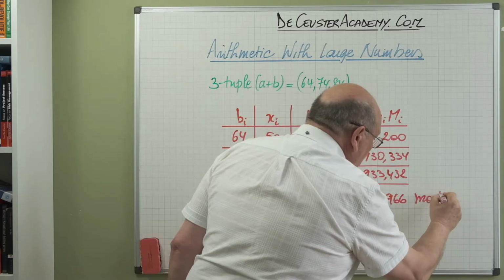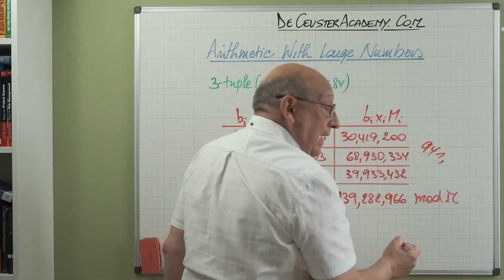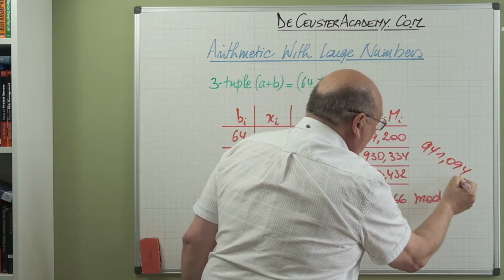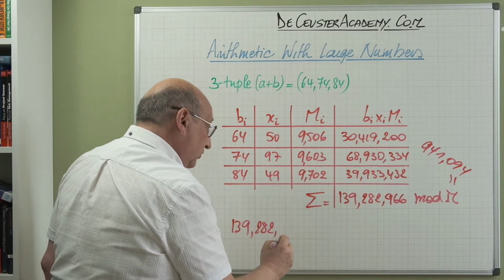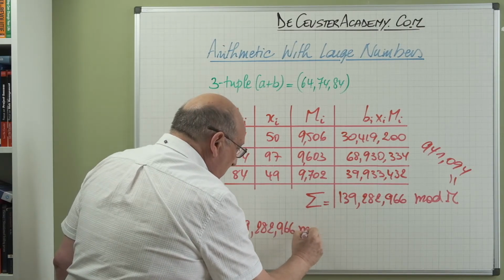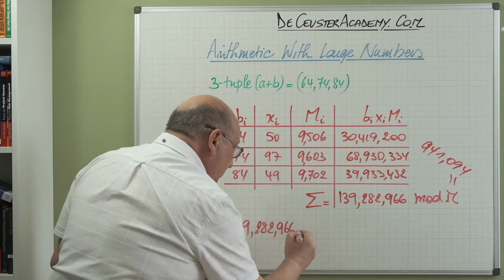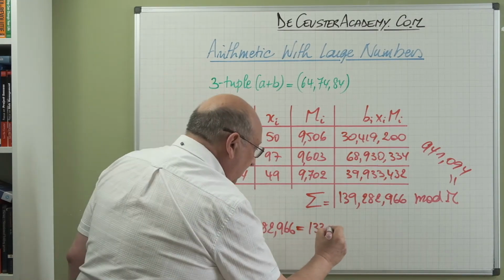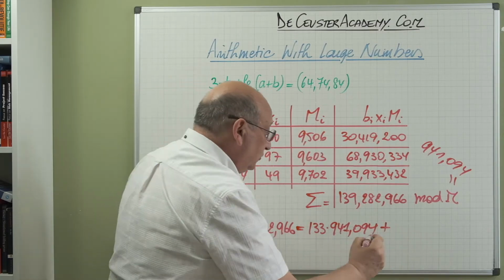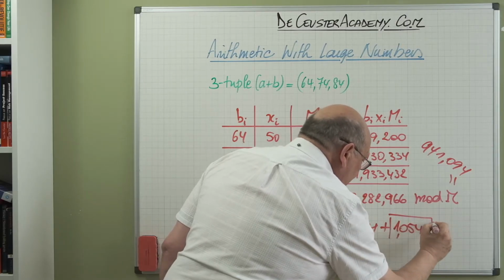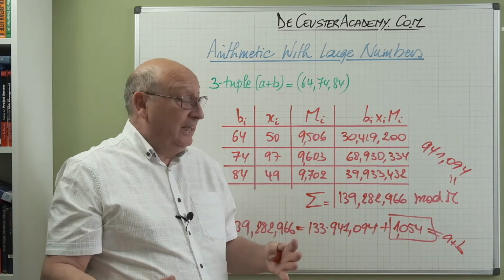When you add all of them, you find 139,282,966 modulus M, M being 941,094. So basically we can say that 139,282,966 is equal to 133 times 941,094 plus 1,054. And that is in fact A plus B. So when we take the original numbers, we will see that we find this number.